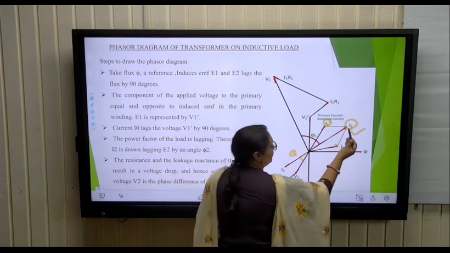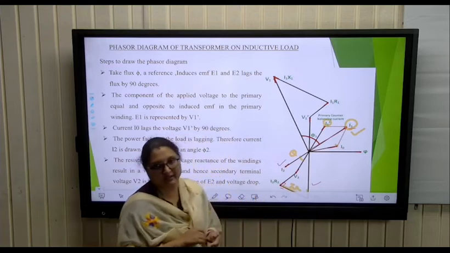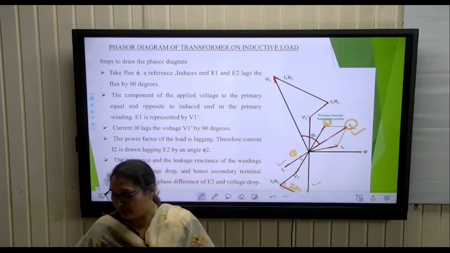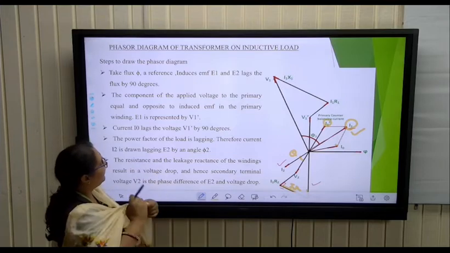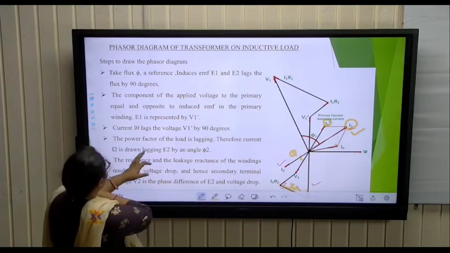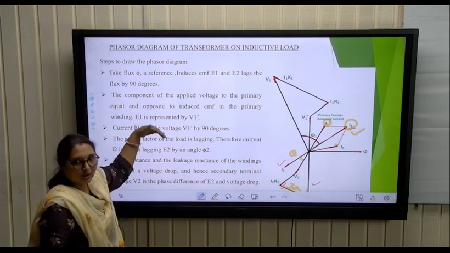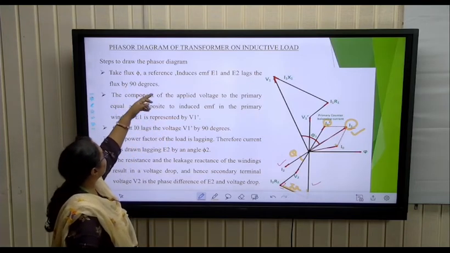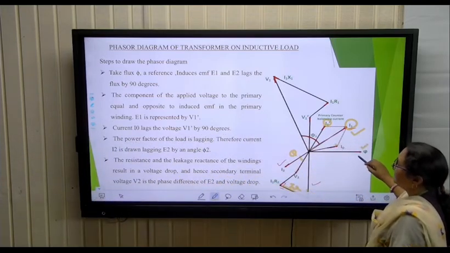Same is the case. If this is the current on the primary side, then the reverse is going to happen on the secondary side. So this is the complete phasor diagram when you have an inductive load, and same thing I have mentioned. Initially, this is the procedure for how you can draw the phasor diagram.